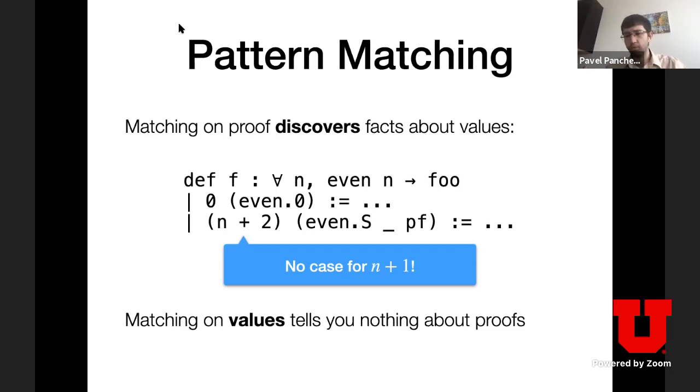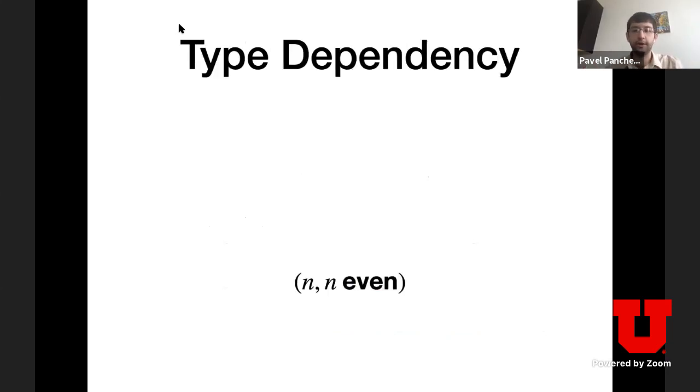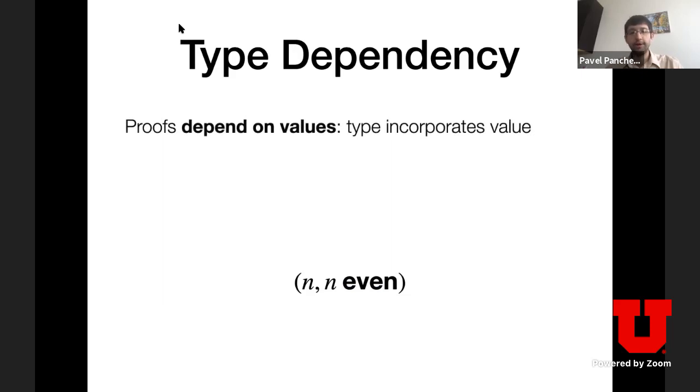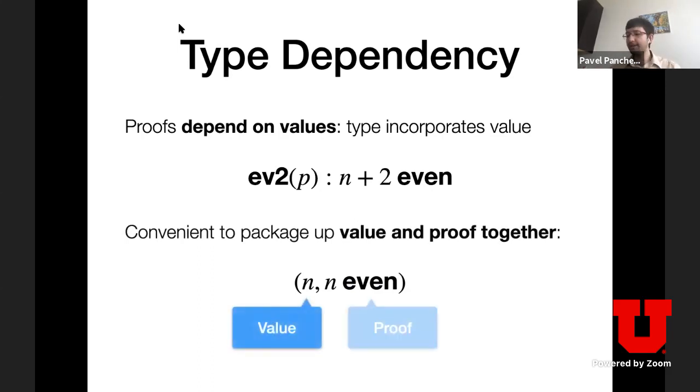So what we'd like to do is keep this value and proof together at all times. We don't want to have the value, but not the proof about it, because then we wouldn't learn anything about that proof by pattern matching on the value. We want to make sure we keep this extra information around so that we always have access to it. So that means we'd like to package up this value and proof together into one piece. We'd like to have a data structure, which is a pair of n and n being even.